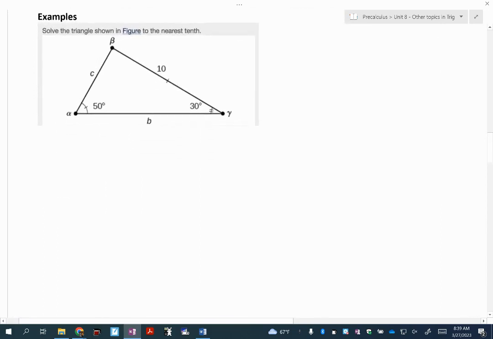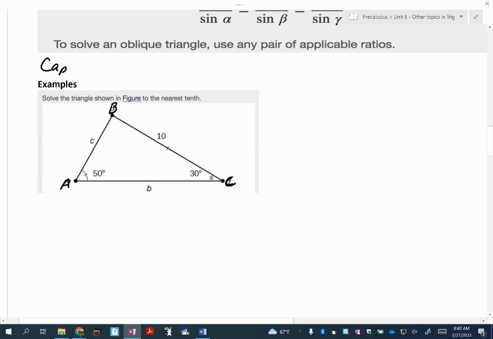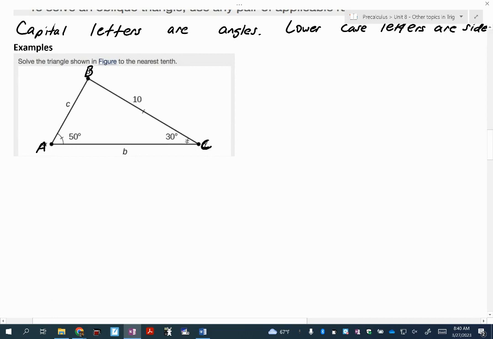And I know they use alpha, beta, and gamma. I'm just going to use A, B, and C. And kind of your takeaway here should be the capital letters. So capital letters are angles and lowercase letters are side lengths. Okay, so this is going to be side length a.